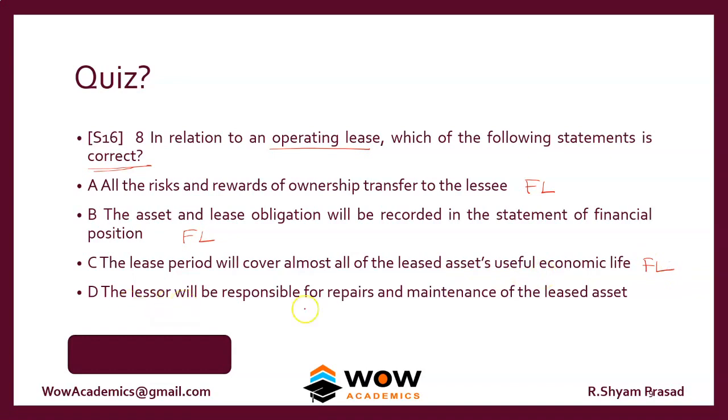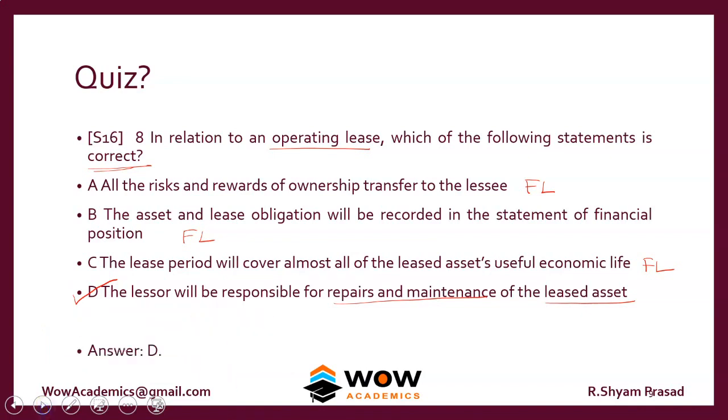The lessor will be responsible for repairs and maintenance of the leased asset. So this is the right one. This represents the operating lease. Let's see the answer. The answer is D.